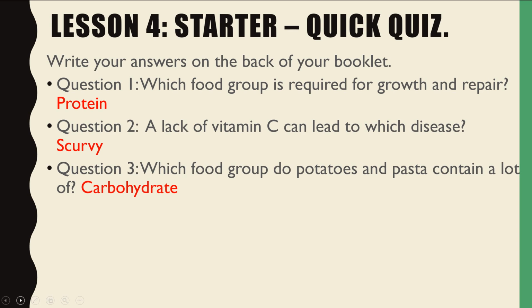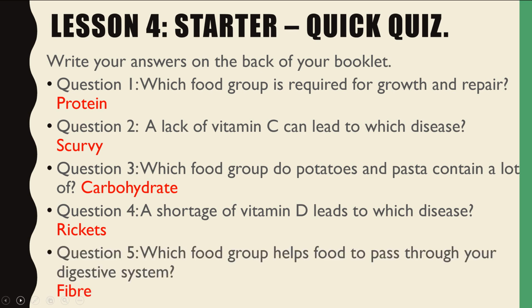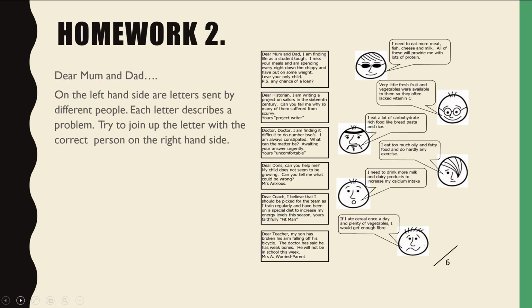Question 3, which food group do potatoes and pasta contain a lot of? Is carbohydrate. Question 4, a shortage of vitamin D leads to which disease? Rickets. And finally, question 5, which food group helps food to pass through your digestive system? Is fibre.